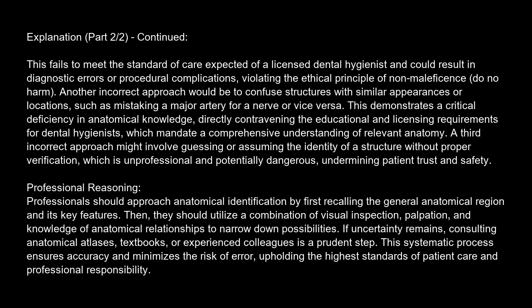Professional reasoning. Professionals should approach anatomical identification by first recalling the general anatomical region and its key features. Then, they should utilize a combination of visual inspection, palpation, and knowledge of anatomical relationships to narrow down possibilities. If uncertainty remains, consulting anatomical atlases, textbooks, or experienced colleagues is a prudent step. This systematic process ensures accuracy and minimizes the risk of error, upholding the highest standards of patient care and professional responsibility.